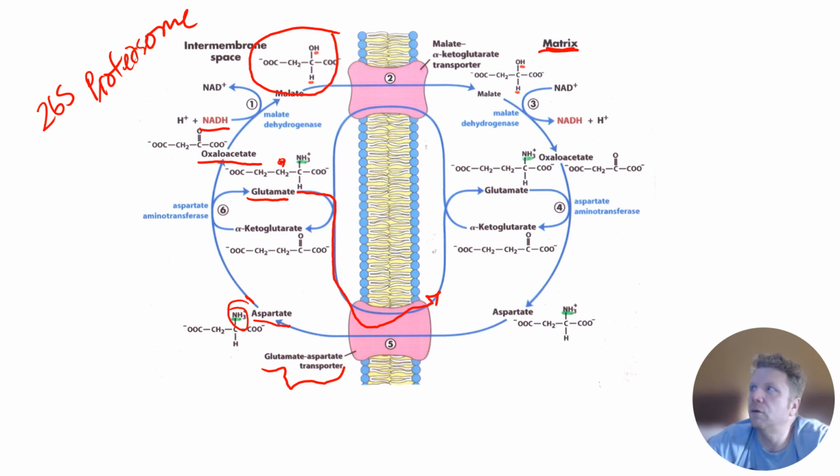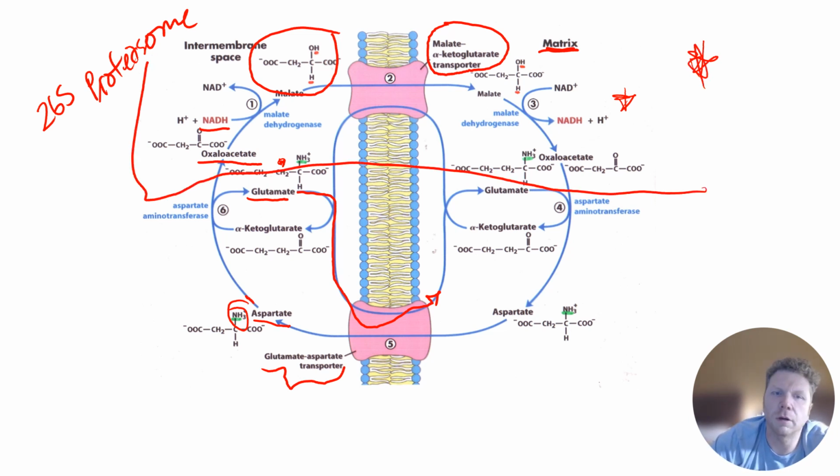That malate can go from the intermembrane space into the mitochondrial matrix with the help of the malate alpha ketoglutarate transporter. That malate that is now in the mitochondrial matrix can get oxidized, and lo and behold, we've made NADH. Now this is the part of this transporter that we've already talked about. We talked about the malate aspartate shuttle, and we largely stayed on the top half of this, so basically from here and above.